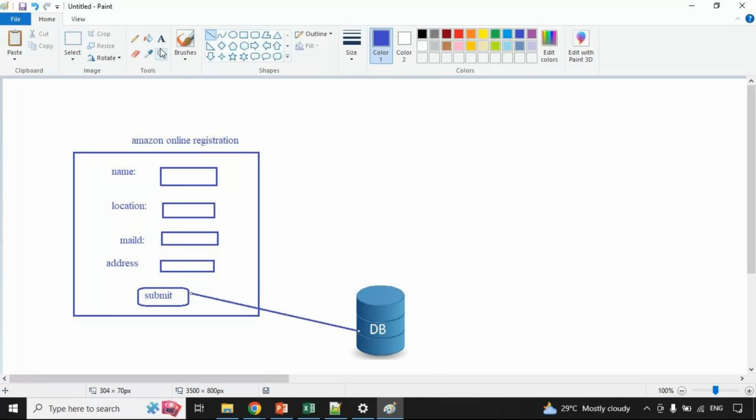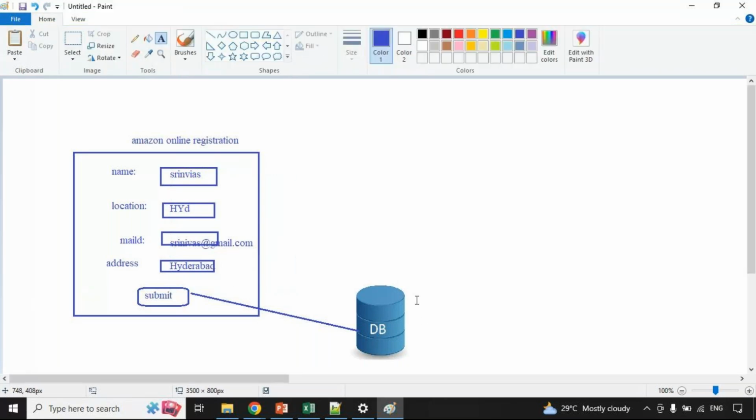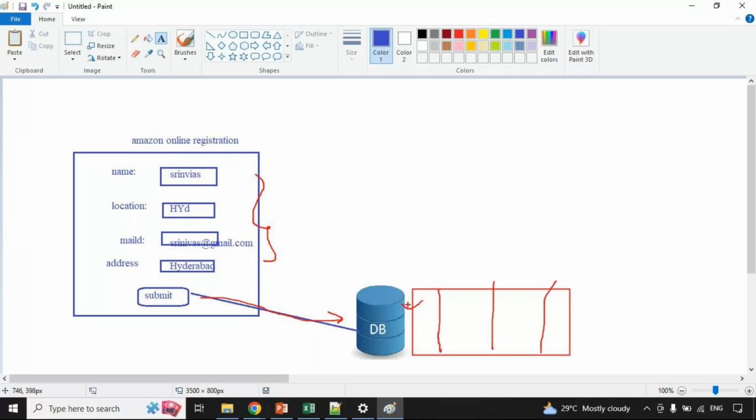Whatever details you submitted, the data will be stored in the form of tables, in the database, in the form of rows and columns. So when you log in, it takes the details and displays them.